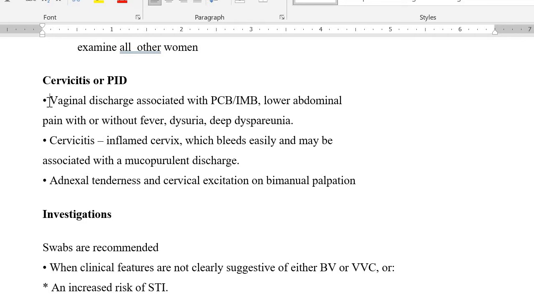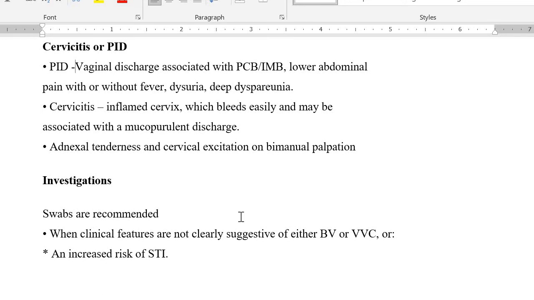If your patient has cervicitis, she will have an inflamed cervix. If you take a swab and just touch the cervix with lateral pressure, it will start bleeding, okay? And it is associated with mucopurulent discharge. Adnexal tenderness and cervical motion excitation on bimanual examination can occur in both conditions.